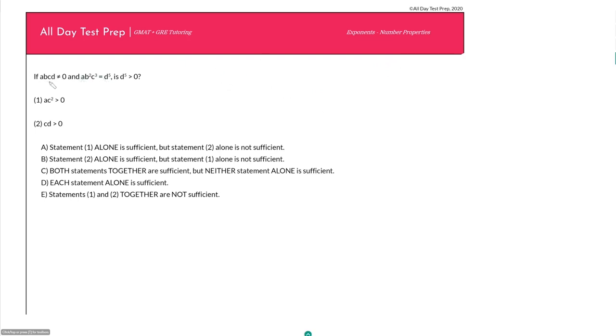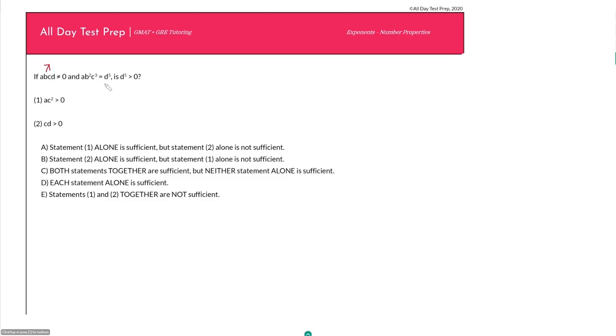This says if a times b times c times d is not equal to 0, and a times b squared times c cubed is equal to d to the fifth, is d to the fifth greater than 0? So if a times b times c times d is not equal to 0, that means none of these can be equal to 0. So a, b, c, and d, none of them are equal to 0.